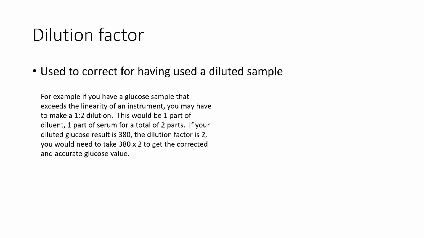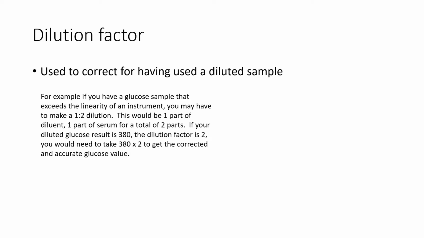A dilution factor is used to correct for having used a diluted sample in a determination rather than an undiluted sample. The result, or the answer, using the dilution must be multiplied by the reciprocal of the dilution made. So in this example up on the screen, if you have a glucose that is above the linearity of the instrument, for example, you run a glucose and it's, say, 700 and the linearity only goes up to 400. You might want to make a 1 to 2 dilution of that, okay? So you're going to take one part of serum and one part of diluent and rerun it on the instrument.